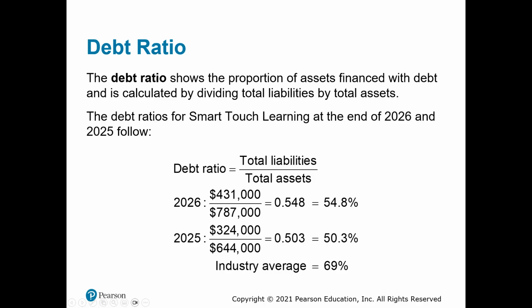So for Smart Touch Learning, we see that in 2026 they had $431,000 worth of liabilities against $787,000 in assets. That's 54.8% of their assets still being financed by a liability, by money that they owe to somebody else, which means that we really only own less than half of our assets, the complement of that, about 45.2%. We have a higher debt ratio than we did last year, but both of these are still well below the industry average.